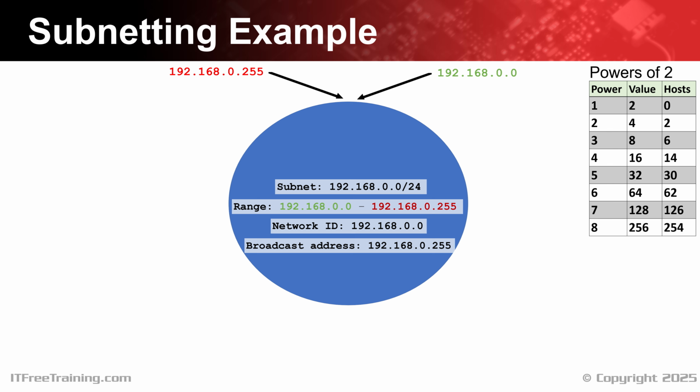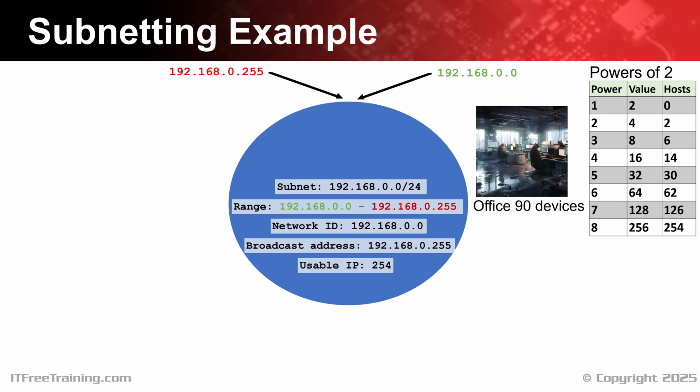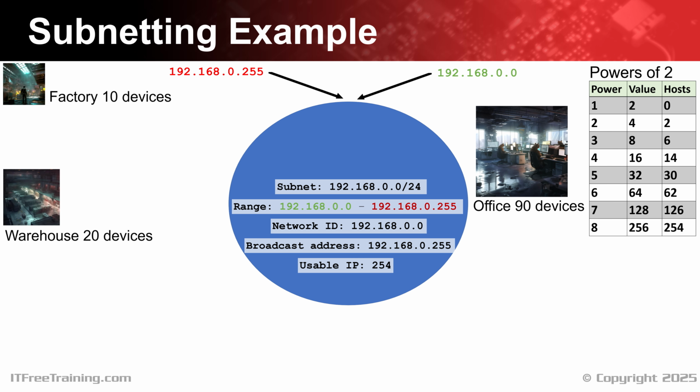Since the range of IP addresses is 256 addresses, we need to subtract 2 to get the usable IP addresses. These unusable addresses are the network ID and the broadcast address. This takes the 256 IP addresses down to 254 usable IP addresses when we remove the network ID and broadcast address. Now let's divide this network up into our office, warehouse, and factory networks. The office network has 90 devices on it, thus we need to have a network that supports 90 or more.